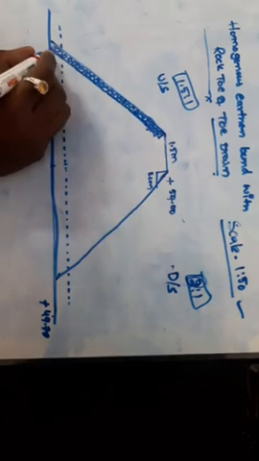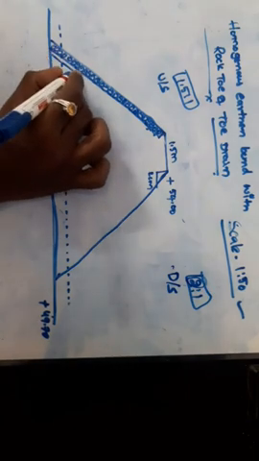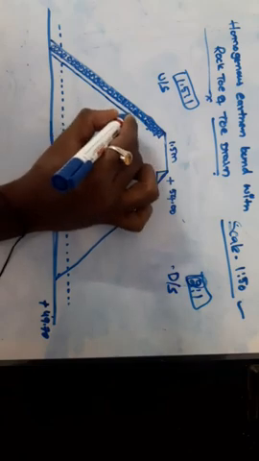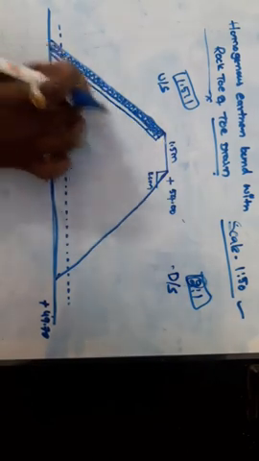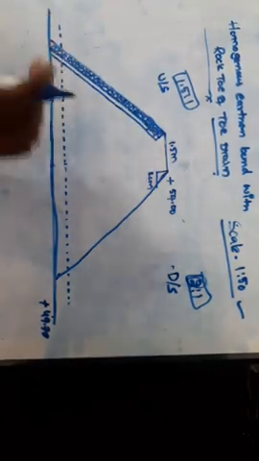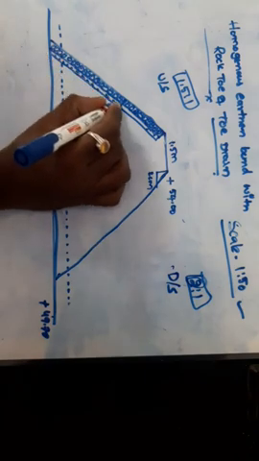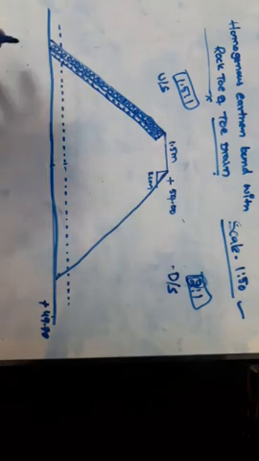Next, 150 mm thick gravel backing. These slope lines we have to draw parallel to the upstream side face of the bund. This is the gravel backing, 150 mm thickness gravel backing.